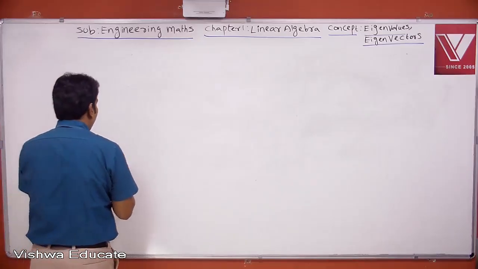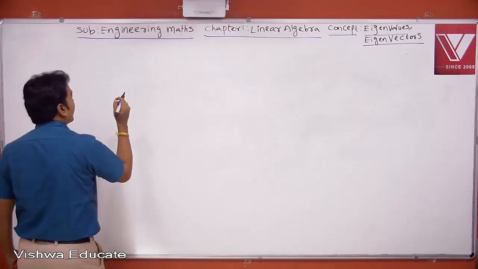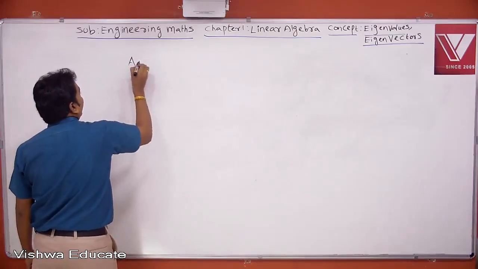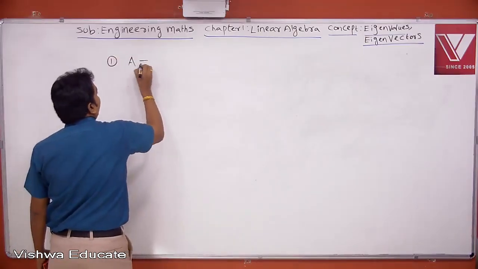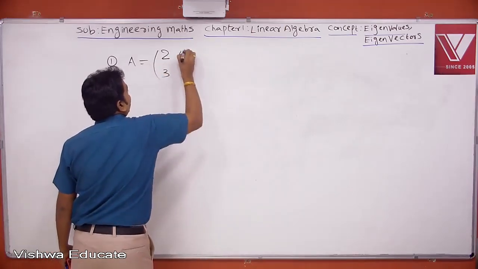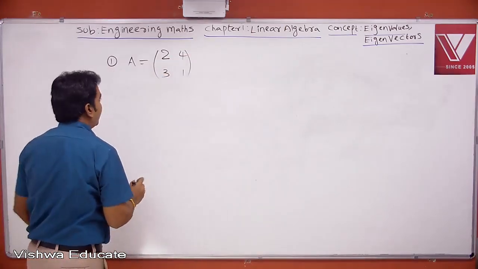Now let us discuss eigenvalues of some specific matrices. Suppose I have a matrix A equal to 2, 3, 4, 1. Suppose I have a matrix like this.